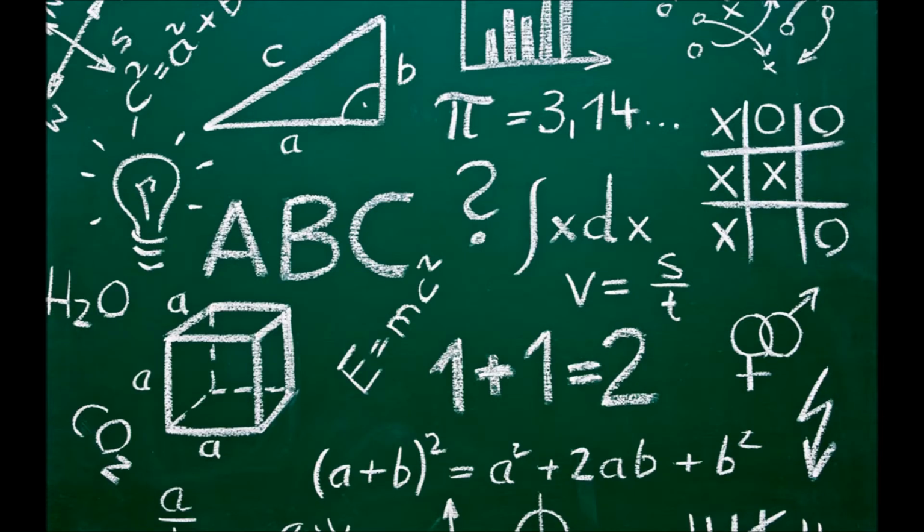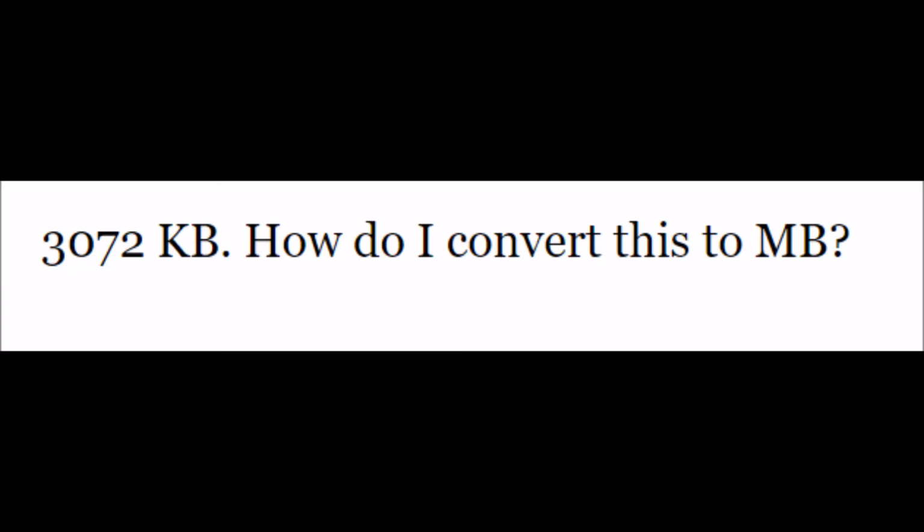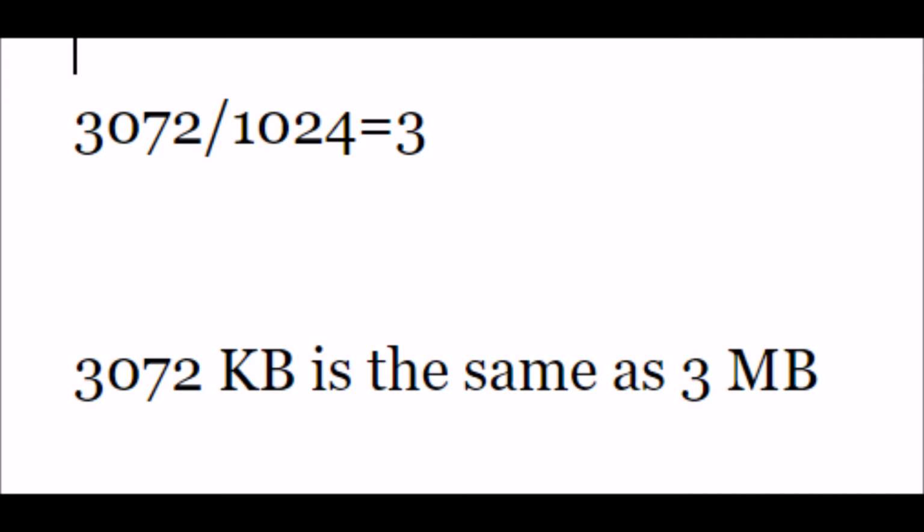Now let's talk math. What if you want to find out how many megabytes are in 60 gigabytes, or how many kilobytes are in 150 megabytes? Well, this may seem hard to visualize or calculate, but it's actually pretty simple. For example, if a document takes up 3072 kilobytes of memory, and you want to find out how many megabytes that is, you simply divide the number of kilobytes, in this case 3072, by 1024. This gives you exactly 3 megabytes. So 3072 kilobytes of memory can be converted to 3 megabytes.